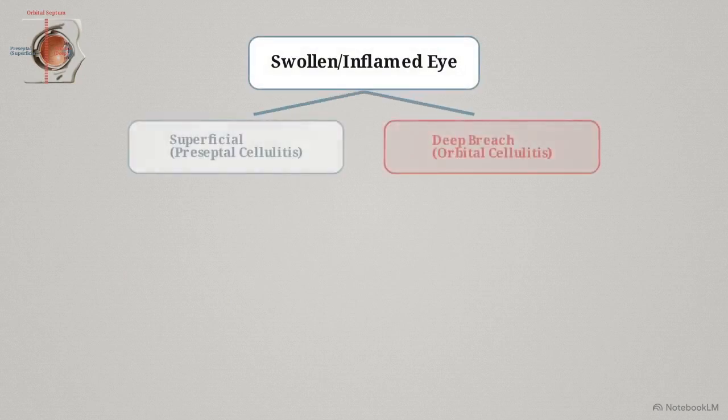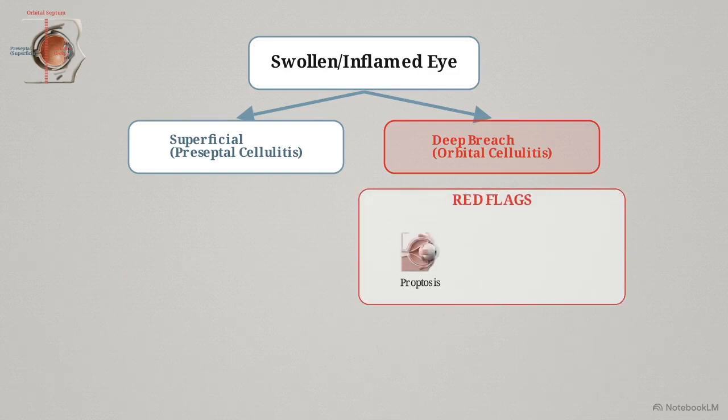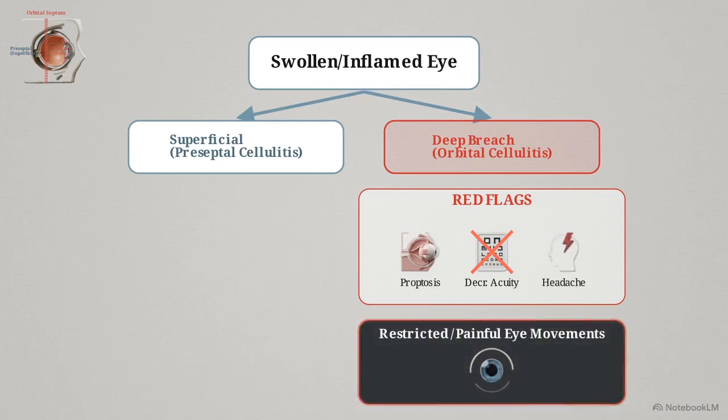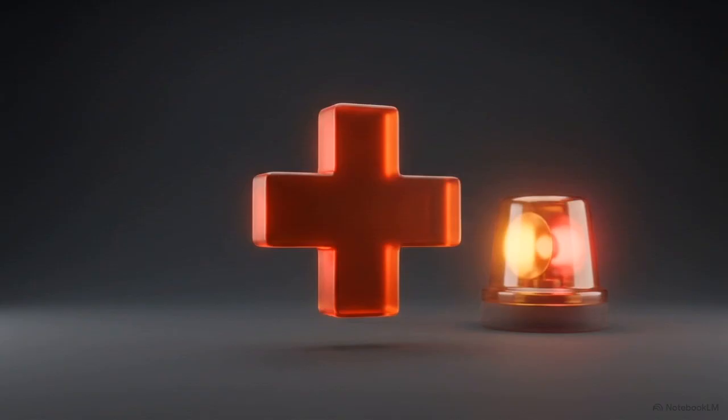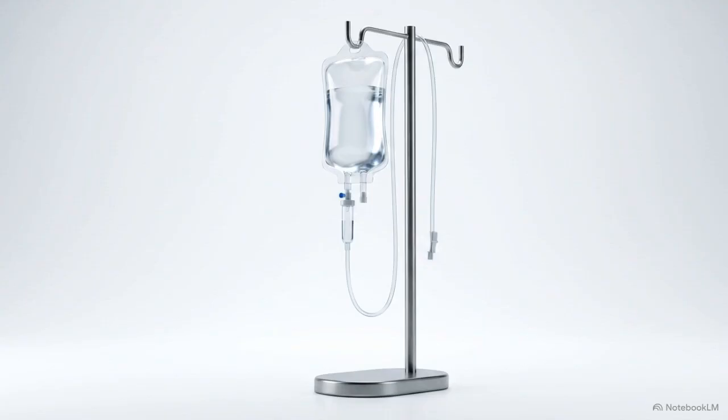To determine if the infection breached that barrier, we apply a strict triage flowchart, separating the presentation into mild and red flag pathways. Red flags indicating a deep tissue breach include proptosis, decreased visual acuity, and severe headache. The definitive clinical proof of orbital involvement is painful or restricted extraocular movements. If the eye cannot rotate normally, the infection has compromised deep muscles. If any of these red flags are present, the condition is managed as orbital sepsis. This requires an immediate hospital transfer for intravenous clindamycin or oral trimethoprim with sulfamethoxazole.